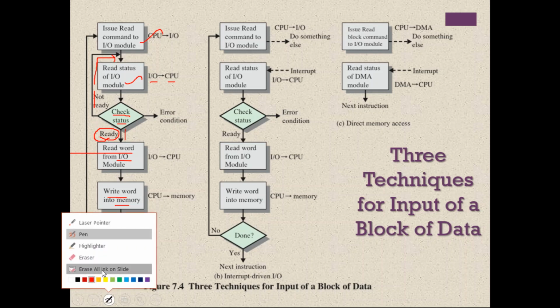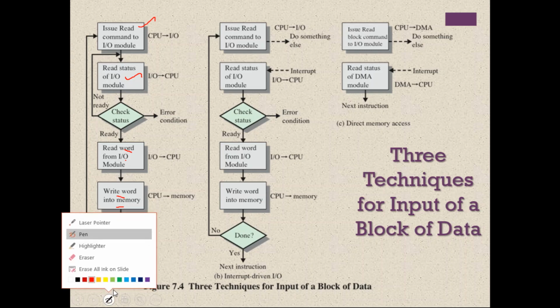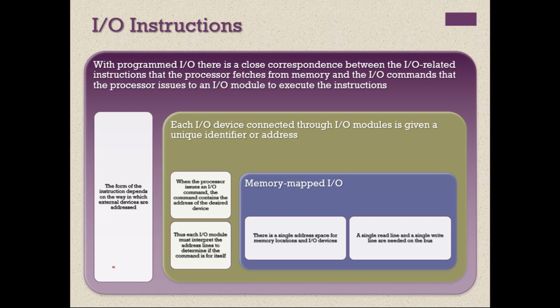So what it does, it gives an IO command and then it checks the status of the IO module. It checks whether it is ready or not. As long as it is not ready, it keeps waiting. If it is ready, the data will be available in the buffer. Then read the data from the buffer and write it to the memory. If it is done, yes, then go to the next instruction. If it is not done, then again issue the read command. So this is a brief overview of how programmed IO is working, right?